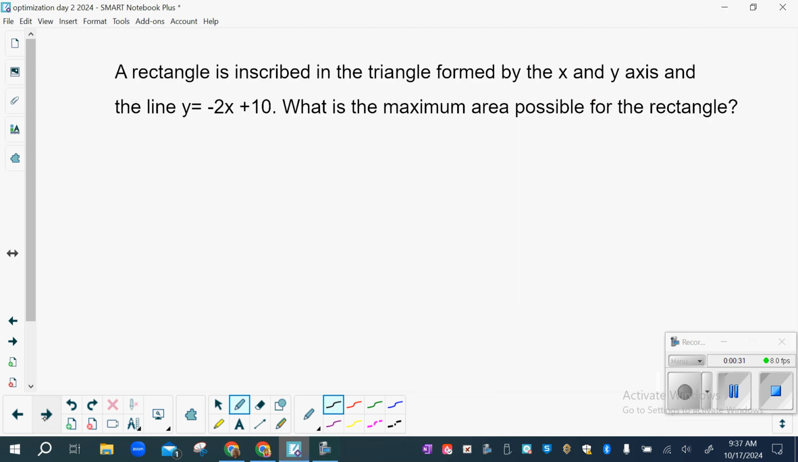Here is the problem. Take a look. If on your paper, you can read it yourself. But most of you would look at this and say, nope, not doing it, because it looks terrifying. I'm going to read it. A rectangle is inscribed in the triangle formed by the X and Y axis and the line y equals negative 2x plus 10. What is the maximum possible area for the rectangle? Honest to God, you'd be like, and done.